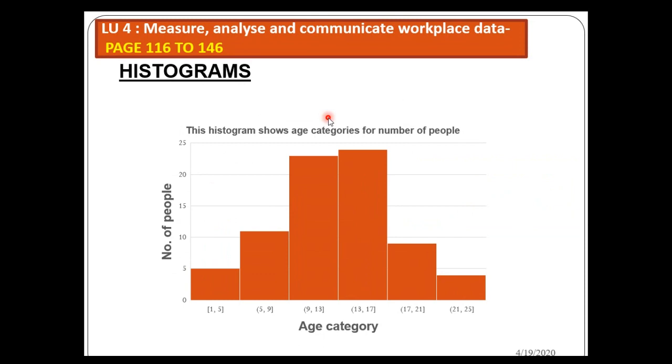You will see, for example, here, I just put this information here, just only the graph. As you can see, I've got this histogram showing age categories for number of people. So this axis uses what? Number of people, and this one has got what? Age. Can you see between the age of 1 and 5? How many people are there? 5 people. Can you see now? Between the age of 5 and 9, how many people do I have? So you can read the graph at the end of the day.